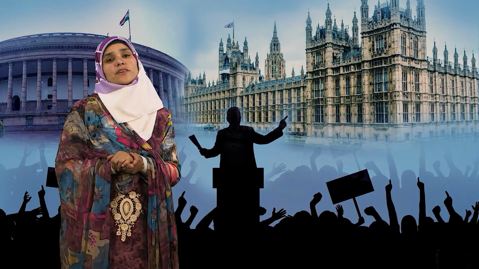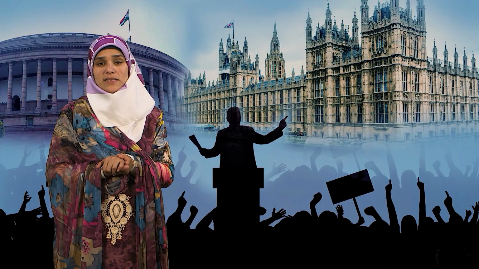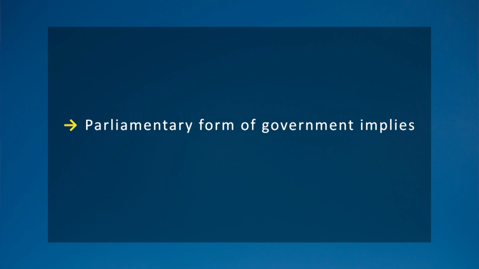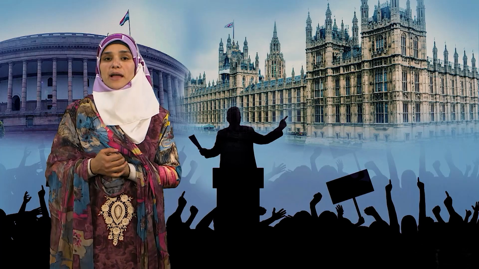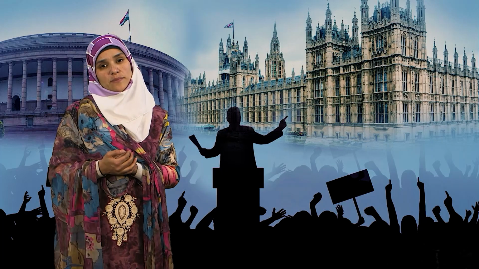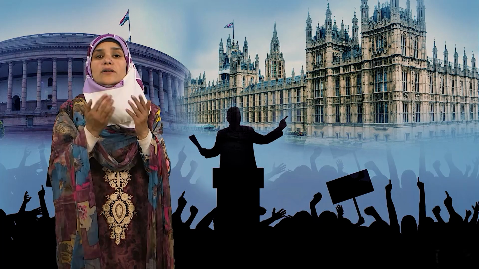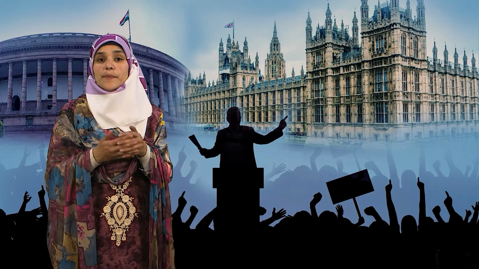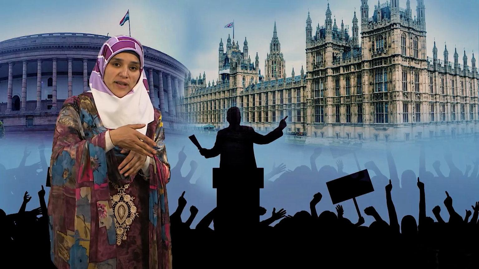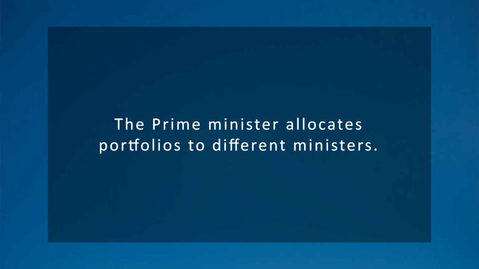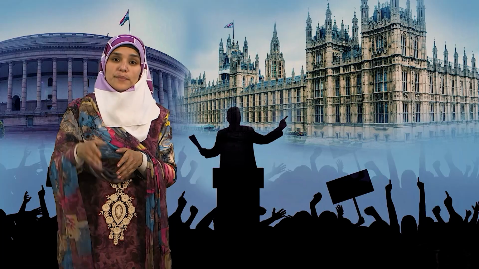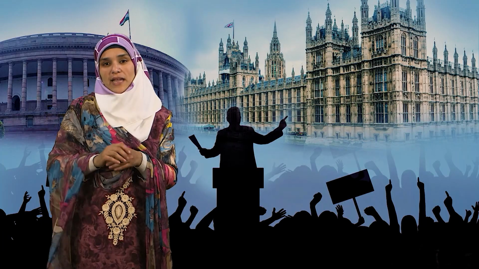Now, the other feature of the parliamentary form of government is that it implies the leadership of the Prime Minister. The formation of the cabinet starts with the appointment of the Prime Minister, and all other ministers are appointed on his advice. The Prime Minister allocates portfolios to different ministers and presides over the meetings of the cabinet.